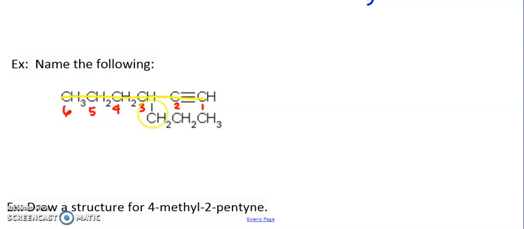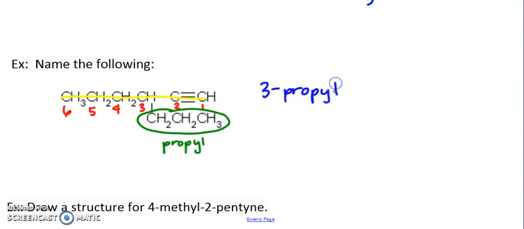My branch, or substituent, with 3 carbons is prop, right? And when it's a substituent, you put the yl on it. So my name would be where my propyl is first. So it's the 3rd carbon. So 3-propyl. And then I need to say where my triple bond is. So 1-hexyne, because I have 6 carbons.